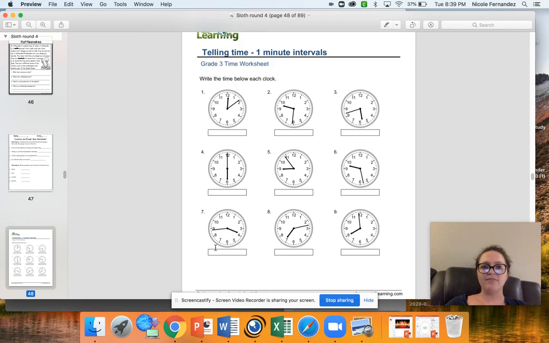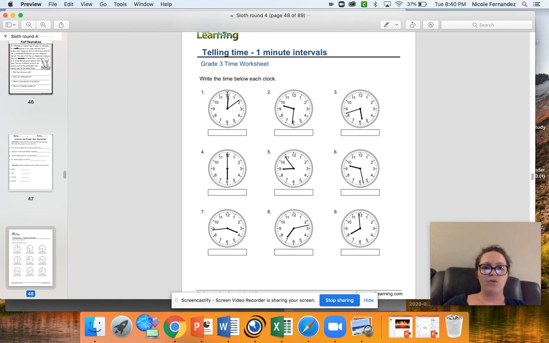Okay, and then we have telling time to 1 minute intervals. So we talked about how each of these represents 5 minutes. But if you notice, these aren't perfectly on there. So what you're going to do is count to the nearest 5 by counting by 5s and then count your 1. So you're not going to go through and count each of these little teeny tiny lines.